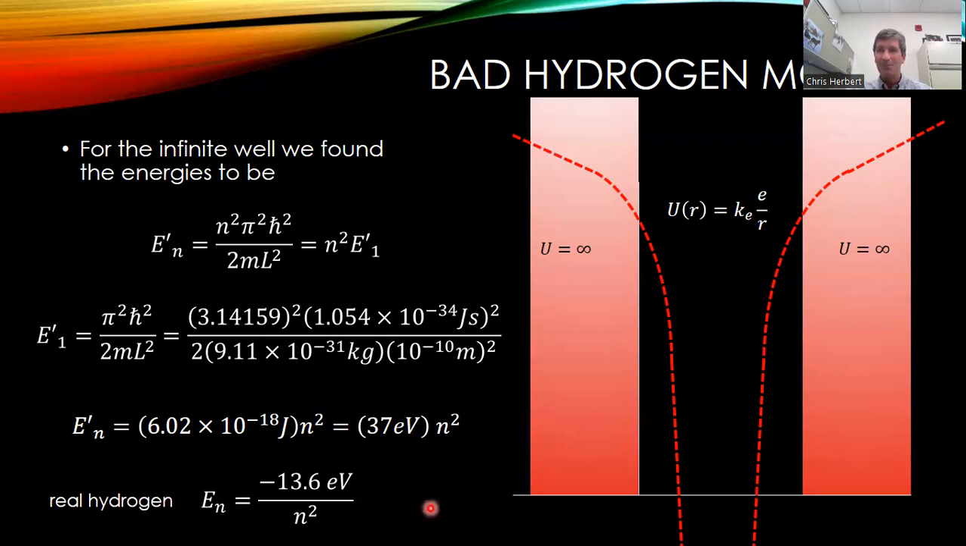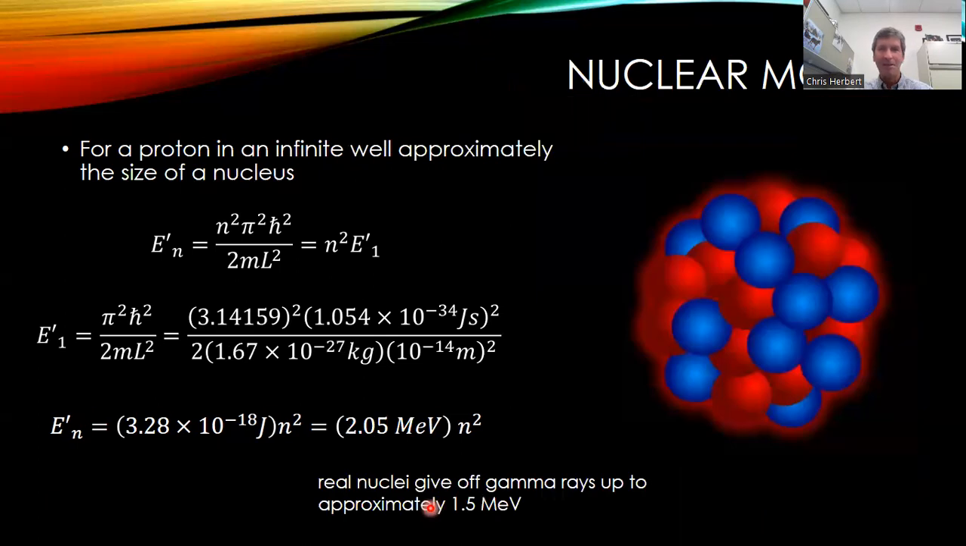So my bad hydrogen model, I won't win any awards for modeling a hydrogen atom off of this because it doesn't work. Let's try another one. We failed at this. Let's see if we can fail at another one. The nuclear model. Let's do a proton in an infinite square well. Again, here's my form. We say that the proton is bound within the nucleus itself, and it's not far from what is known as the Fermi gas model.